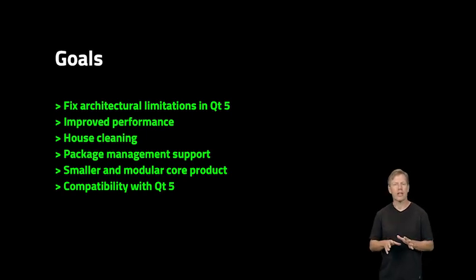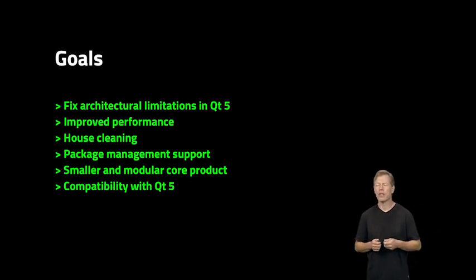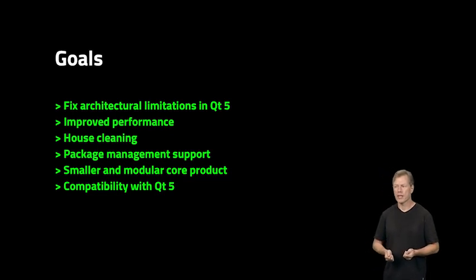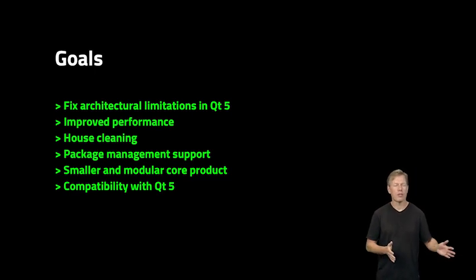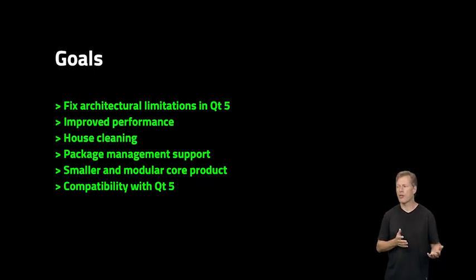Let's start off a little bit with the high-level goals that we've had with the development of Qt 6. The main focus here has been to prepare our product for the future, for the next years to come. We wanted to make sure that we can fix architectural limitations that we've identified in Qt 5, and work on performance, improving it beyond what we were able to do within the Qt 5 series. Of course, with making things ready for the future, there's also a bit of house cleaning that's happening.